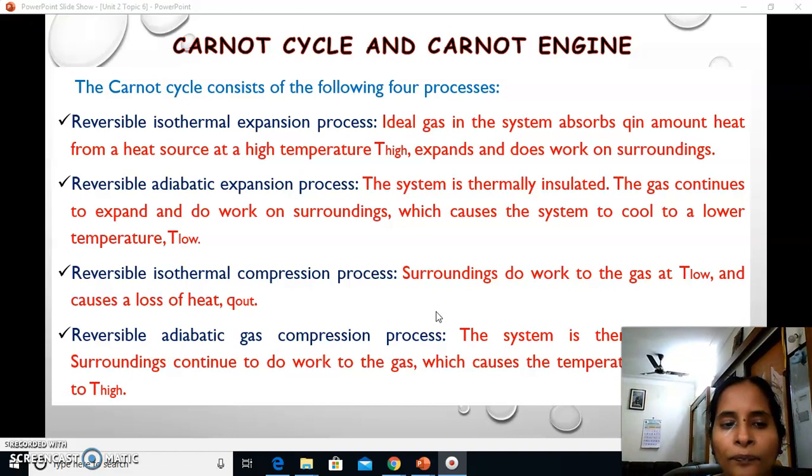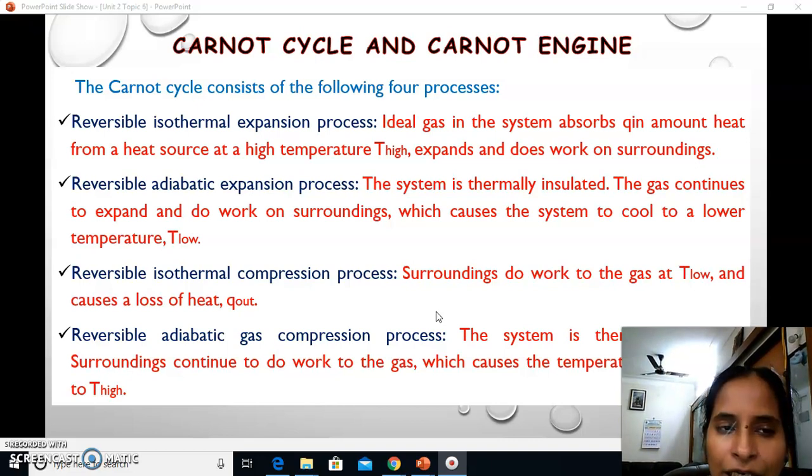So here you can see all four processes are reversible. Two processes are isothermal, two processes are adiabatic, and there are two compression and two expansion processes, right? Okay, I already told you there are always four types of process: heating, cooling, compression, expansion. So here also it is the same concept, but spelled in a different way.